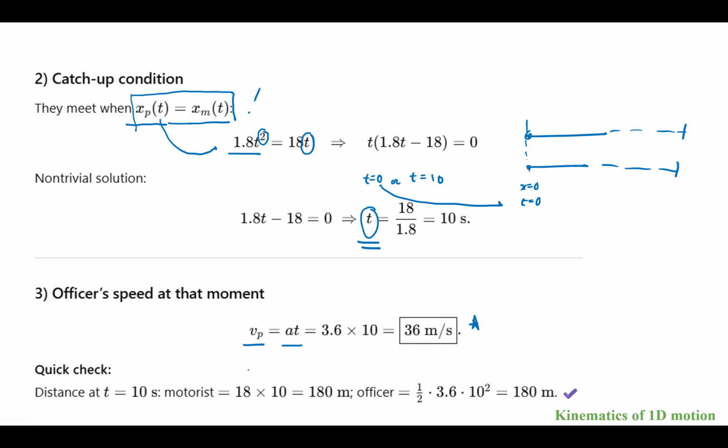You can just plug in the a and t here, and then we get this one. And the distance at t equal to 10 seconds: the motorist travels 18 times 10, 180 meters. And for the officer, you will get this, and it is the same position. So in other words, x_P at t equal to 10 is x_M at t equal to 10. So it catches up.